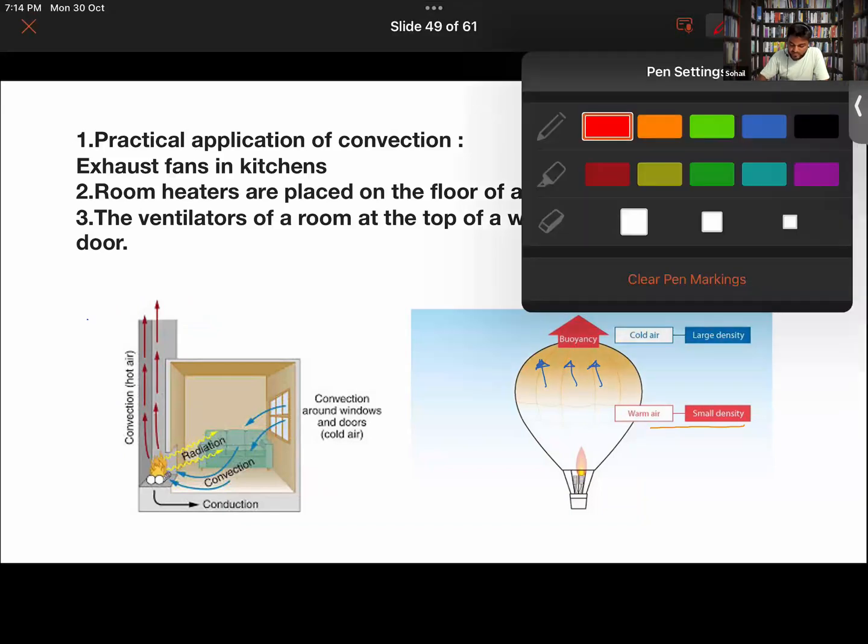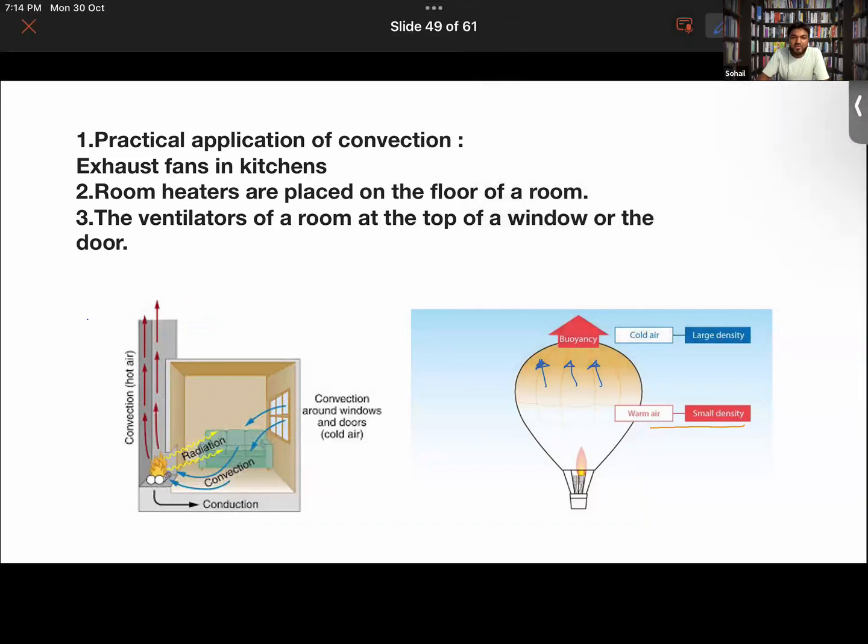Now we will have a look at some applications of convection currents. A very good example of convection currents can be seen in our homes. Where do we place ventilators? Where do we place the air conditioners in our house? Where do we place the room heaters? All of that is because of convection over here.